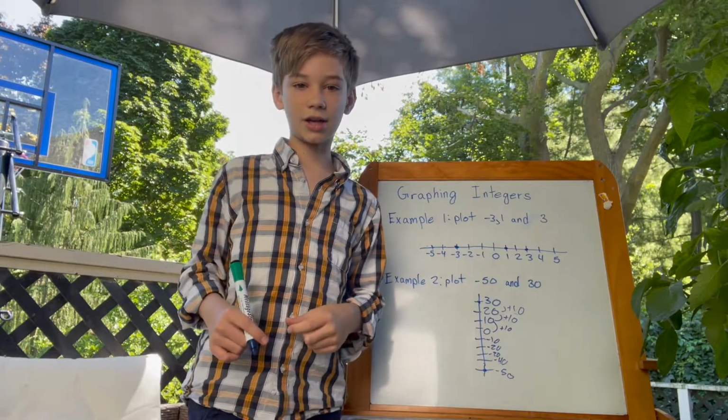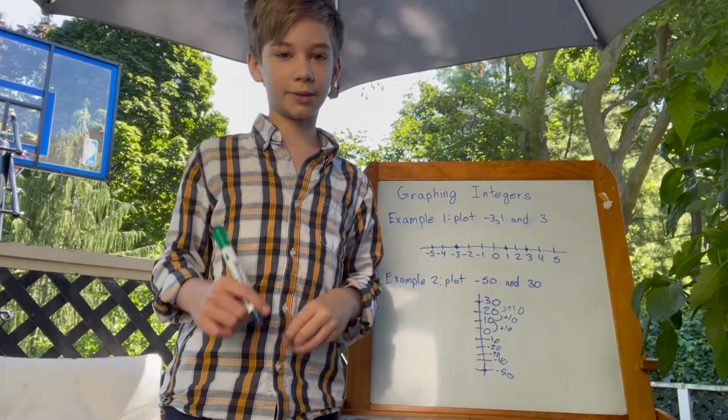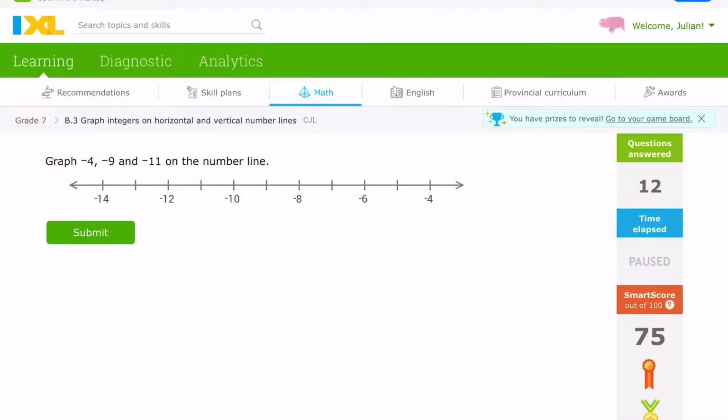Now let's go to IXL for some more examples. Now we're in IXL, and I just want to cover 3 questions. Graph -4, -9, and -11 on the number line. Immediately, we know we can graph -4 because we can see that it's there. But now to graph -9 and -11.